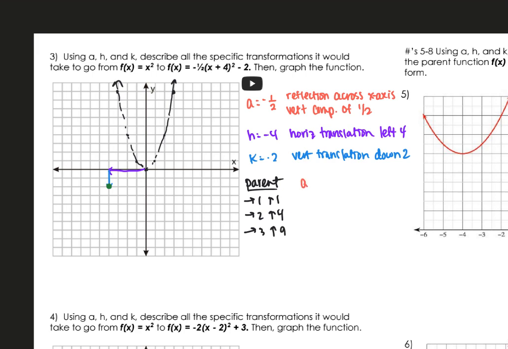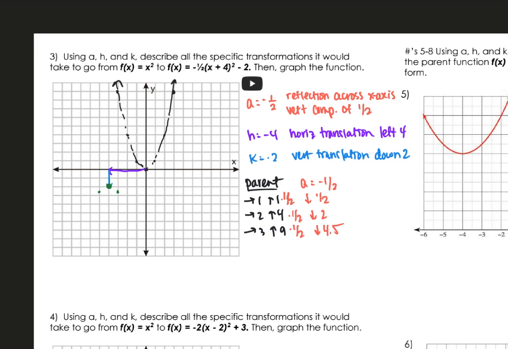But since our a value is negative 1/2, we know that we're going to go down, and we're going to go down half as much. So down 1/2, down 2, and down 4.5 from our vertex. So from the vertex over 1, we're going to go down 1/2. So my first point is going to be right here.